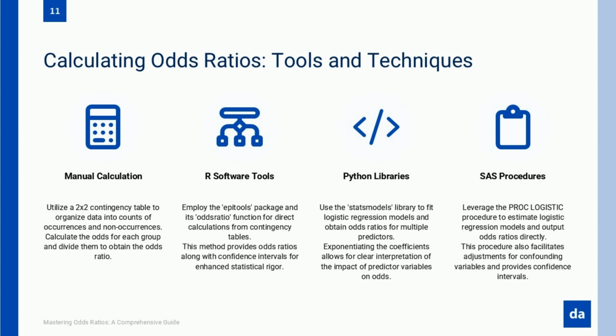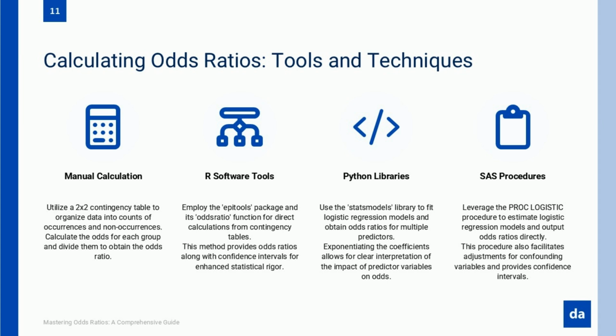For those working in clinical research or other fields where SAS is prevalent, the PROC LOGISTIC procedure is a powerhouse tool. It not only estimates logistic regression models, but also outputs odds ratios directly in the results. This feature allows researchers to adjust for confounding variables and obtain confidence intervals, all within a single procedure. While these software solutions offer tremendous power, they also require a certain level of expertise to use effectively. For those seeking a quick estimate or working with simpler data sets, online calculators for odds ratios can be a tempting option.